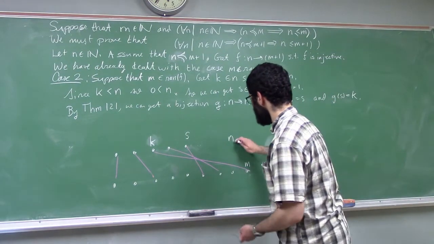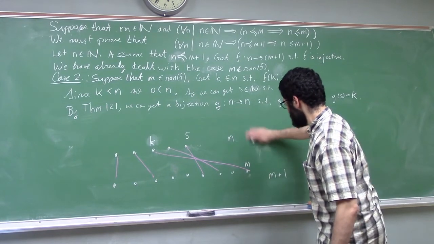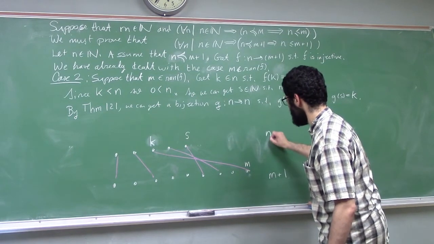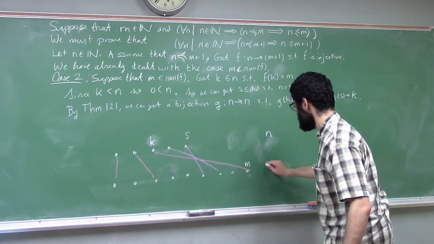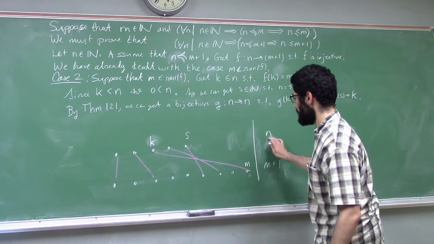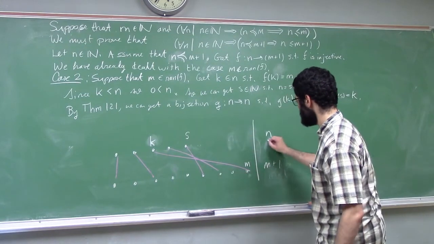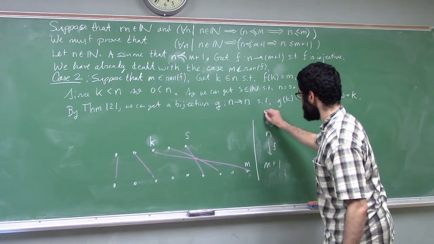So what I'm going to do, here I've got sort of the mapping. Maybe I should write n here. n is these dots, m plus 1 is these dots, and f is going n to m plus 1. Then I've got g going n to n.